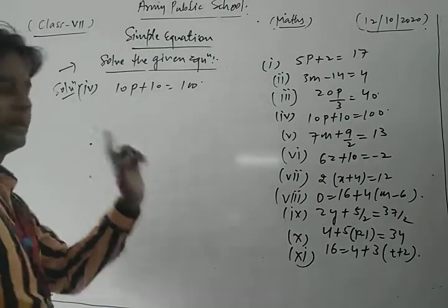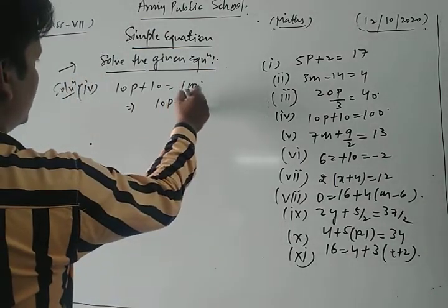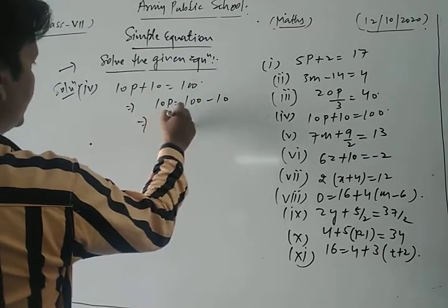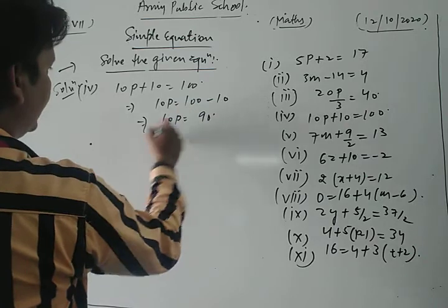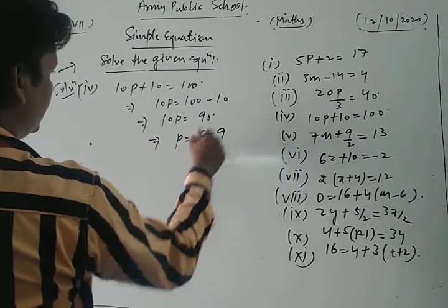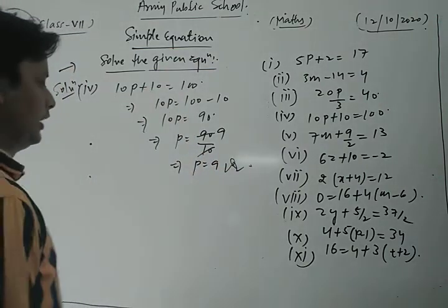Here also we apply the same process, dear students. First of all we write 10p is equal to 100 minus 10, transferring 10 to the other side as minus 10. So we get 10p is equal to 90. So the value of p is equal to 90 by 10, which is 9. This is our required answer.